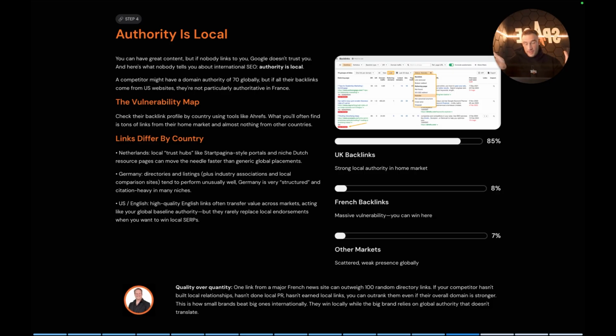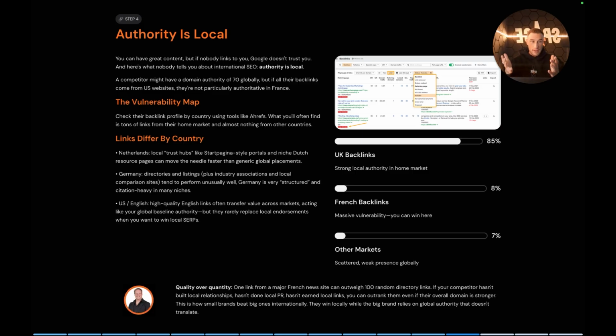So one major French newspaper link can outweigh 100 random directory links. And it could be very interesting if you, for example, see some established French competitors that did not expect you to scale there, and they have a low quality link profile because they don't really expect anybody else to compete. Well, if you then enter and you directly invest in quality and you can do that relatively at scale, you can even outperform existing local players pretty easily.